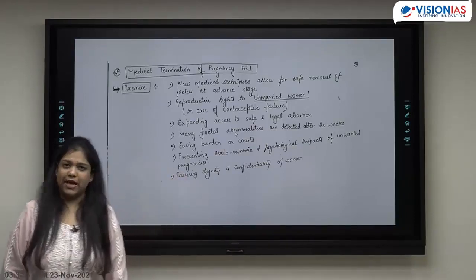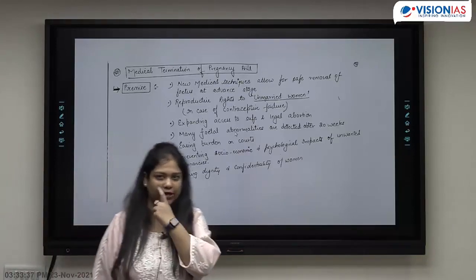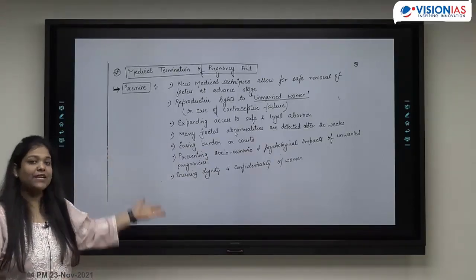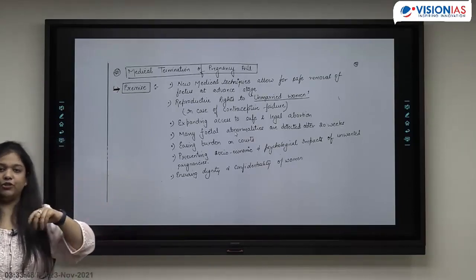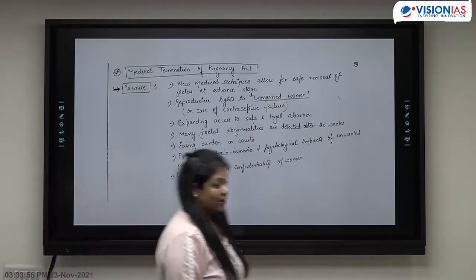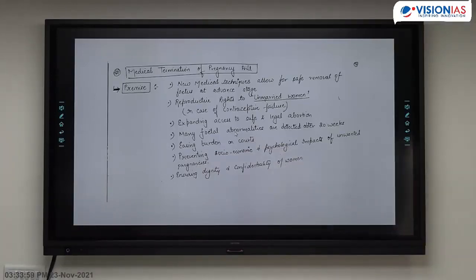So the Medical Termination of Pregnancy Act 2021 has finally been amended. The original Act came, I think, in 1971. Check once. I think it's the 50th year. Okay. So the premise based on which the Act has been introduced has been written for you. The new medical techniques have allowed for the safe removal of the fetus at an advanced stage. Then in order to protect the confidentiality of women, in order to protect her dignity, in order to protect the reproductive rights of unmarried women, then also to ease the burden on the judiciary, to prevent any kind of socio-economic, psychological impact caused due to unwanted pregnancy. Is that very clear? And also to expand access to safe and legal abortion, right?